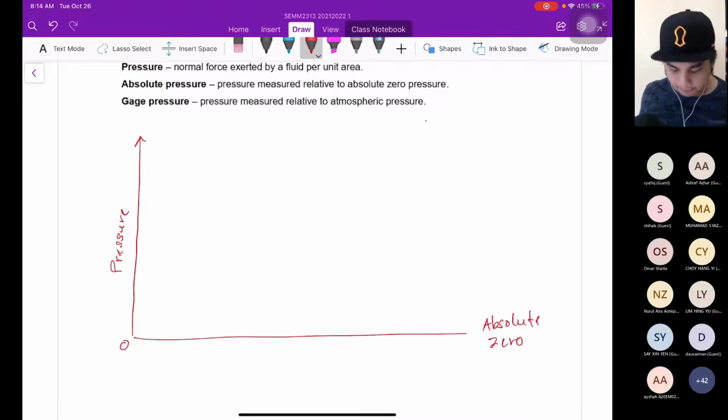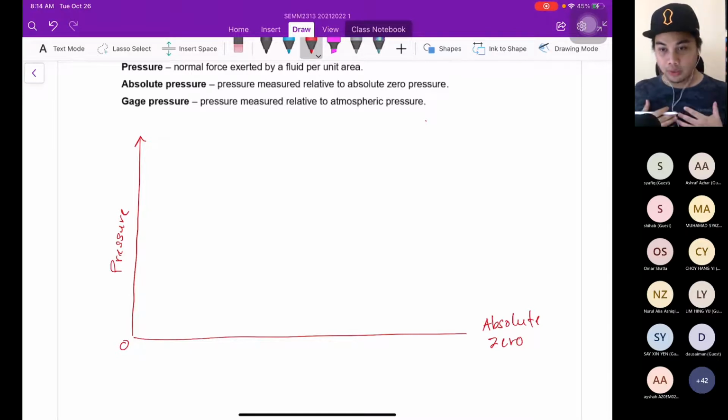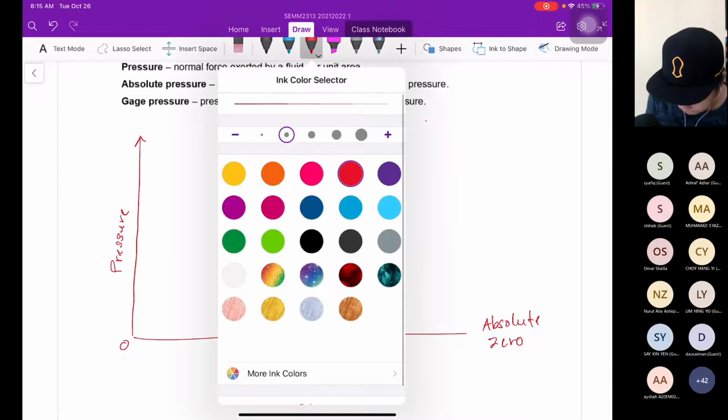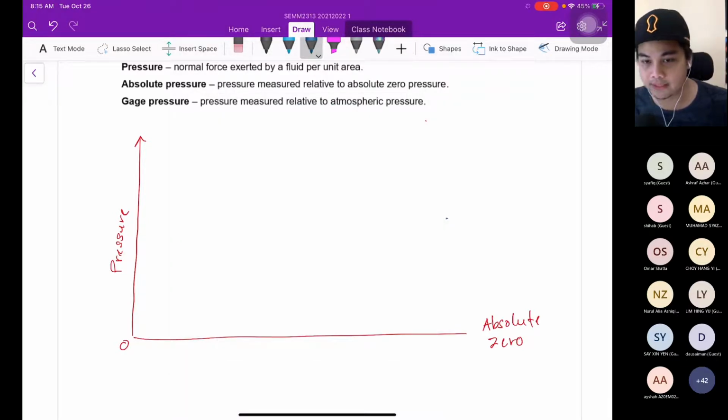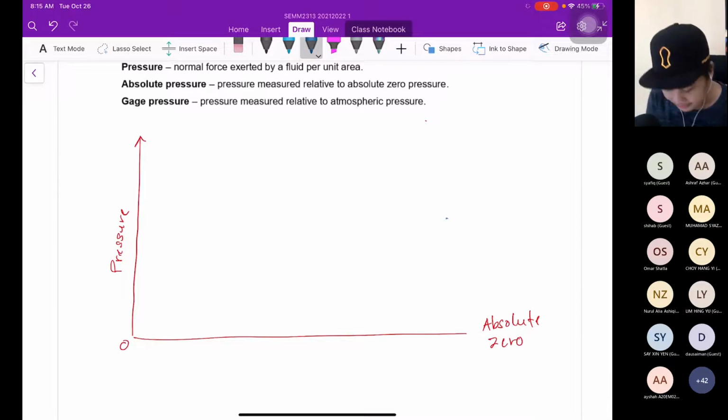Okay, so we are living in the atmosphere. We know already that our earth and our body are surrounded with the atmosphere. So let's take a look at this. Let's say, what is the value of atmospheric pressure? Anyone knows?